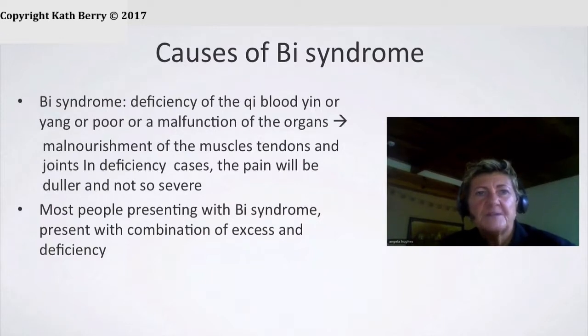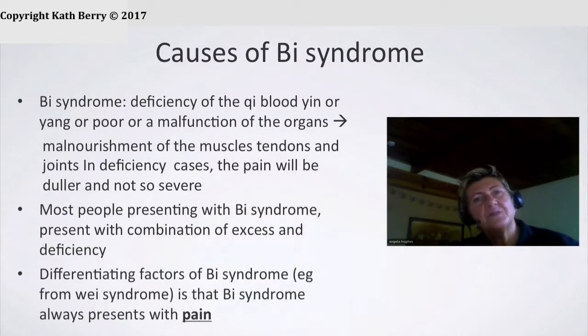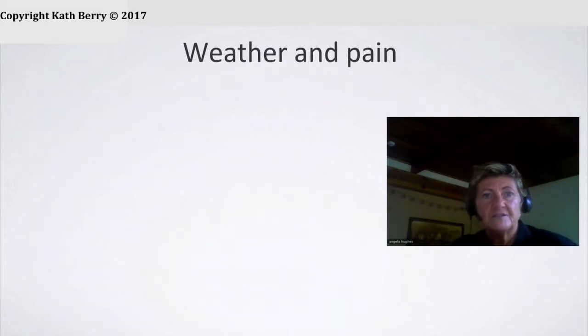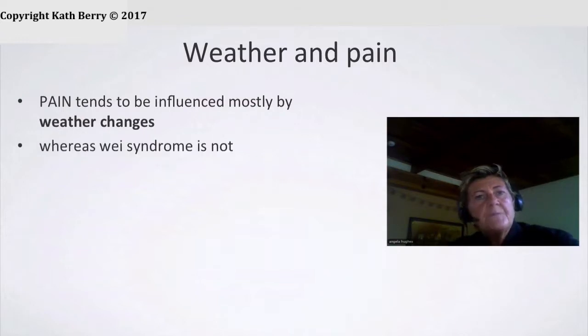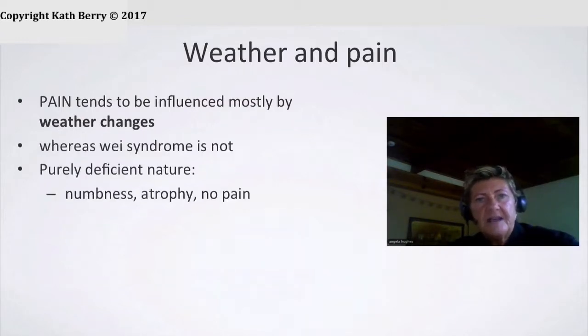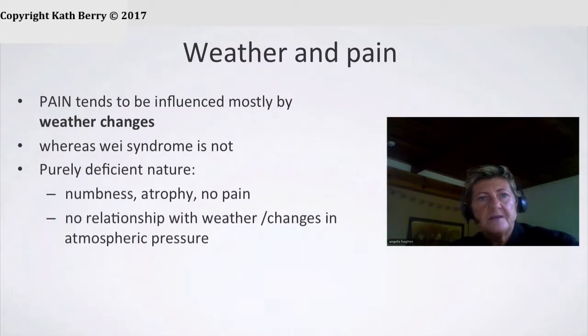One of the differentiating factors of Bi syndrome from, say, Wei syndrome is that Bi syndrome always presents with pain, and the pain tends to be influenced mostly by weather changes. Whereas with Wei syndrome, for example, it's usually a purely deficient nature. It presents with numbness and atrophy, but there's no pain per se, and there's no relationship whatsoever with the weather changes or any kind of changes in barometric pressure. This is specific more to Bi syndromes.